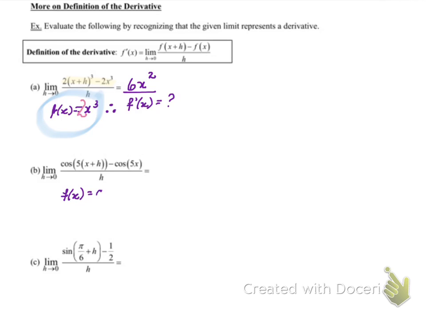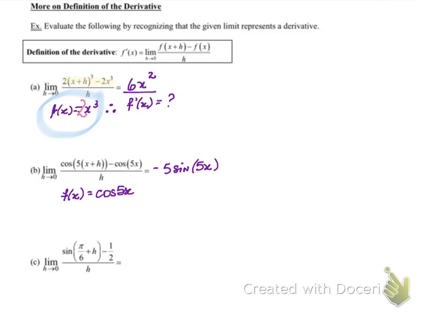If you look at B, the overriding function, f of x, is the cosine of 5x. So your entire derivative is negative 5 sine of 5x.